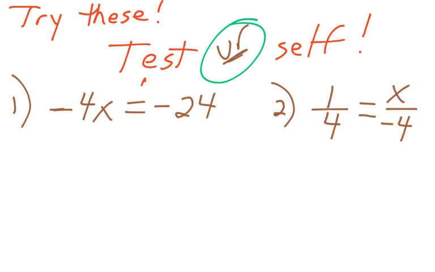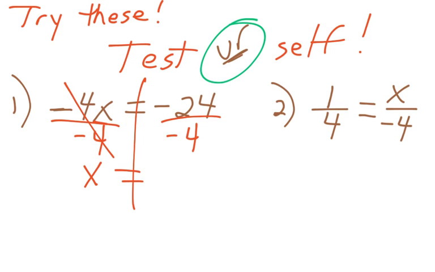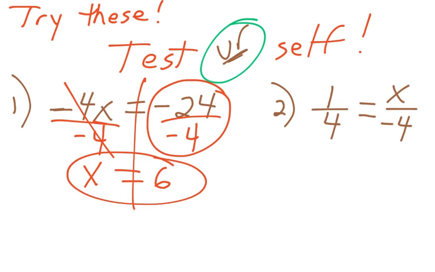So for number 1, negative 4 is being multiplied to x, so we divide both sides by negative 4. So when we do that, we get 1x on the left-hand side, and negative 24 divided by negative 4 is a positive 6. Okay?